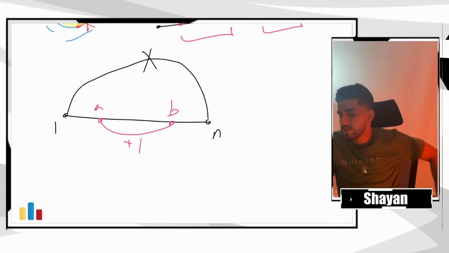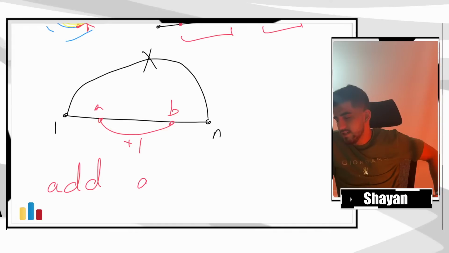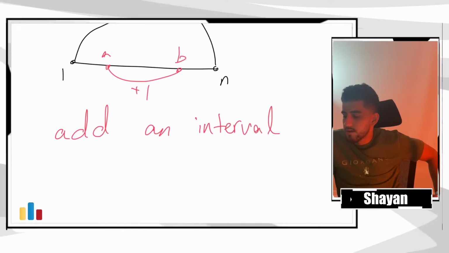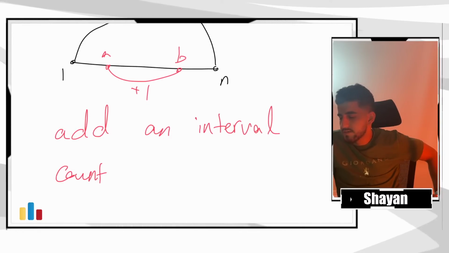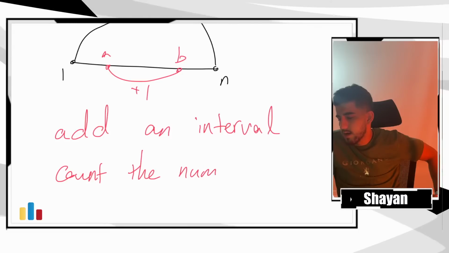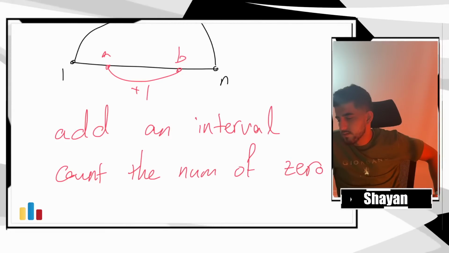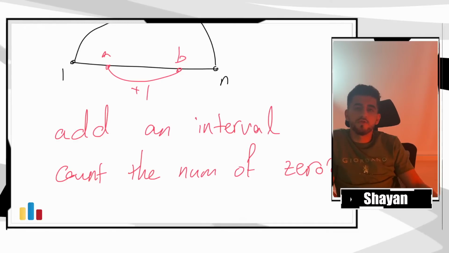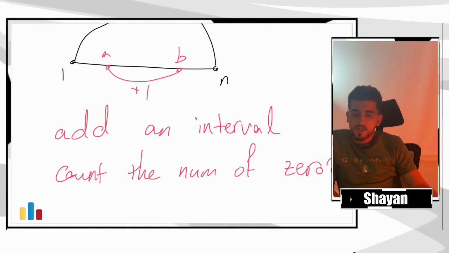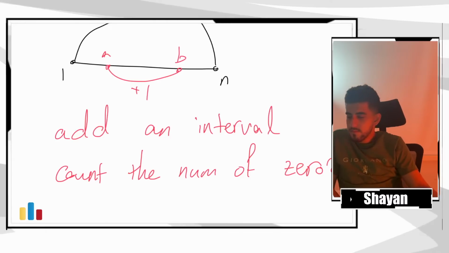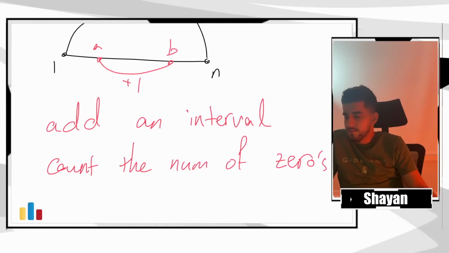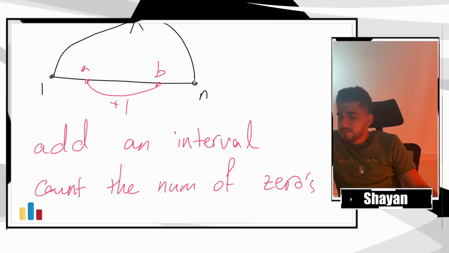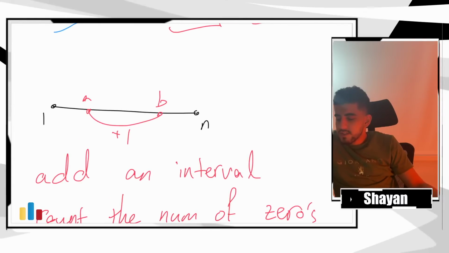So I have two operations: just add an interval and count the number of zeros. Okay, so add an interval and count the number of zeros. These are the two operations that I can solve using a segment tree. We can easily do that. That is a very easy segment tree. And the point is that we initially said that, okay, I'm not going to use this edge.